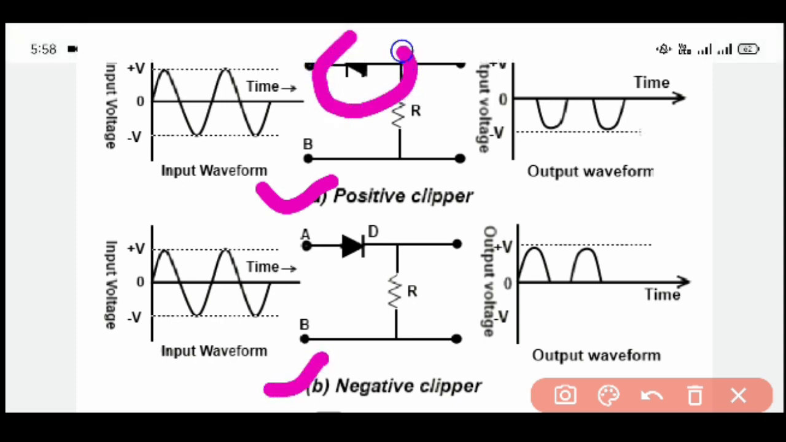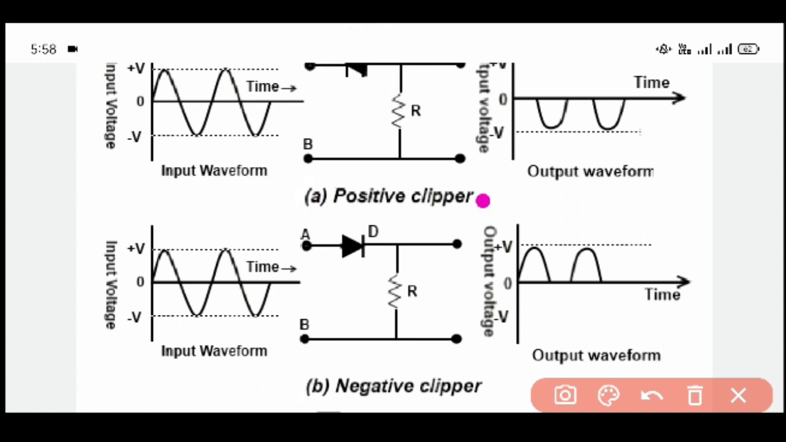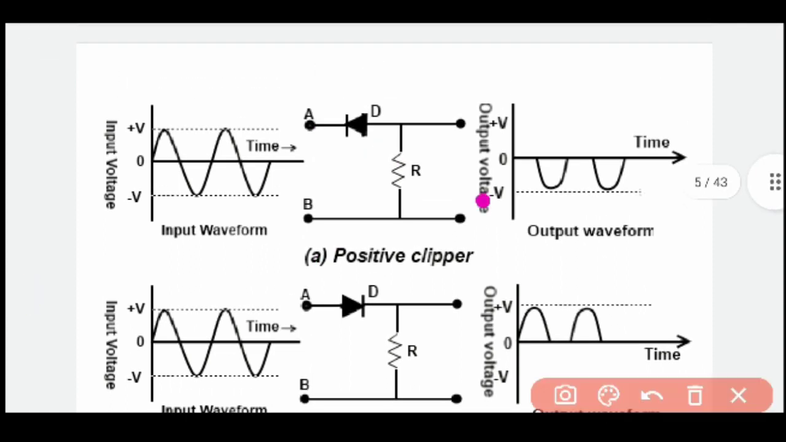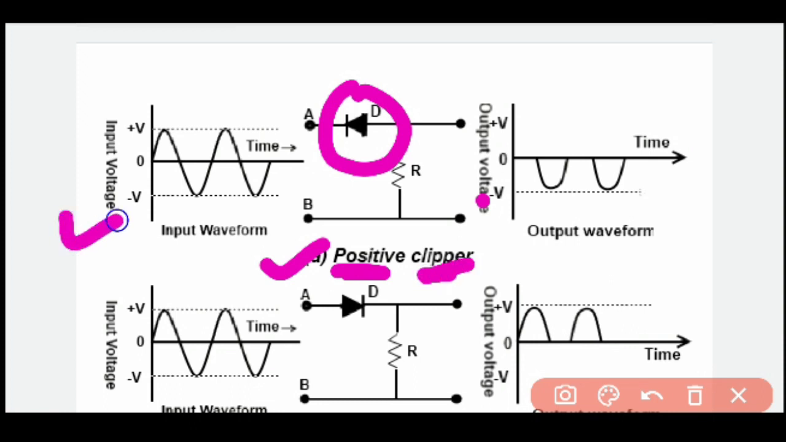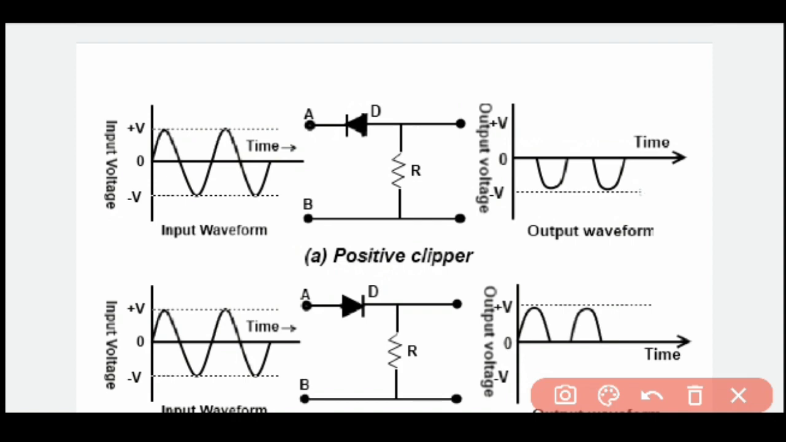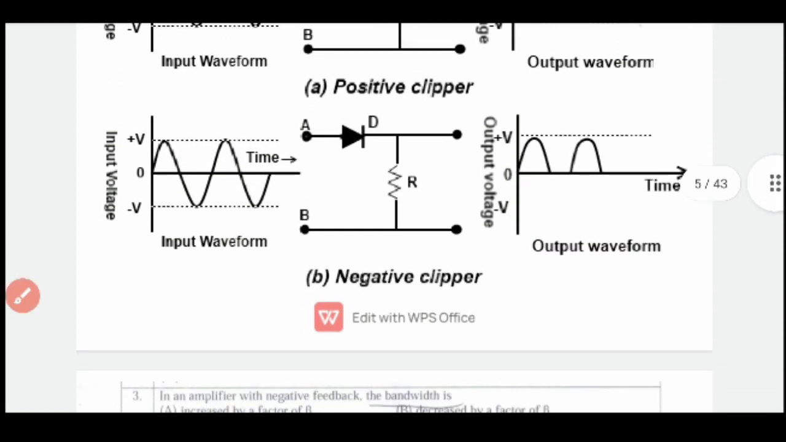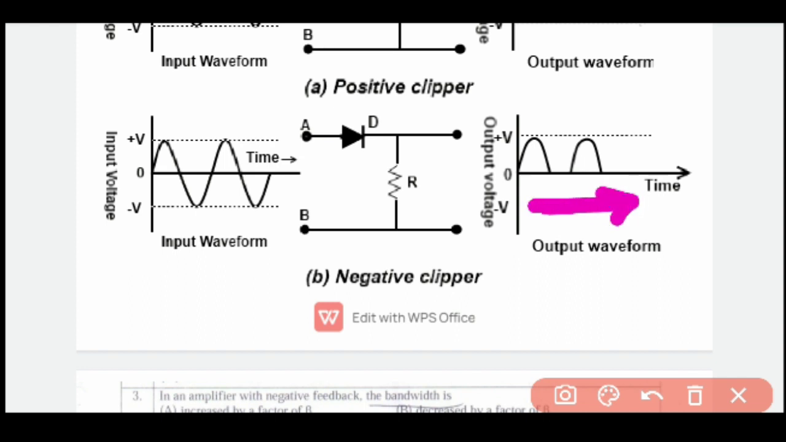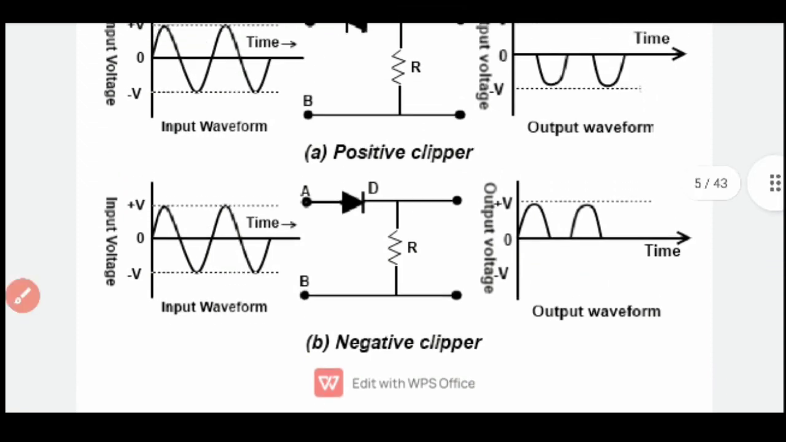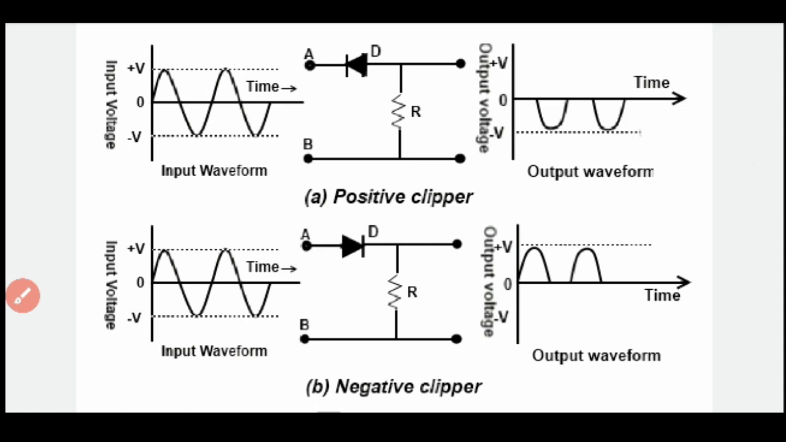The diode is connected. This is the positive clipper. Positive clipper means the positive portion of the analog signal is clipped, meaning hidden. Only the negative signal will be passed. This is called the positive clipper. When we use the negative clipper, the negative part of that signal is clipped, meaning hidden. This is called the negative clipper. This is the figure of the positive clipper and negative clipper.